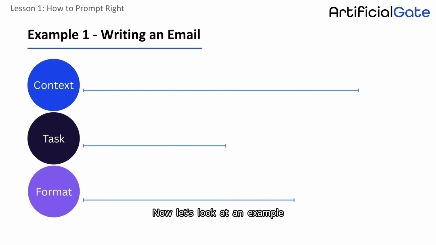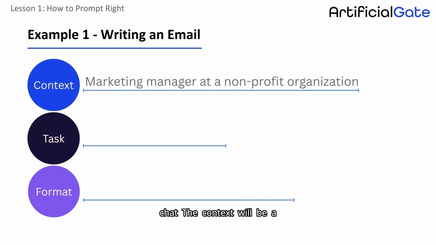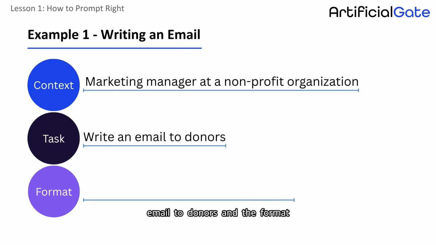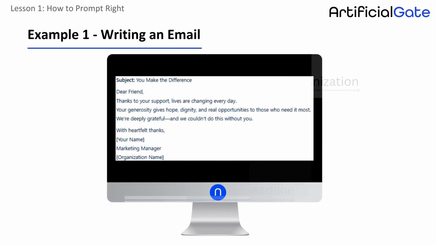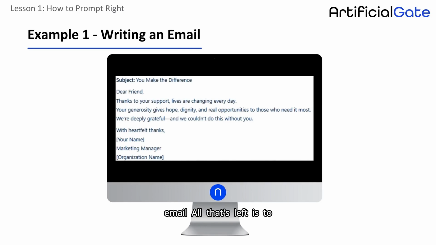Now let's look at an example of writing an email using the chat. The context will be a marketing manager at a nonprofit organization. The task is to draft an email to donors, and the format is a short, emotionally styled text with a subject line. We've received a draft for the email. All that's left is to read it, make sure we're satisfied with what's written, insert the organization's name, and send it.